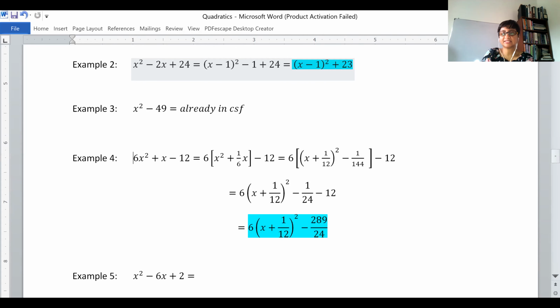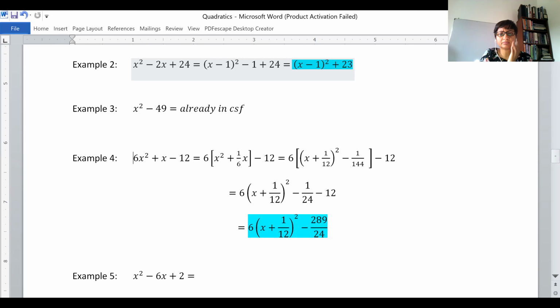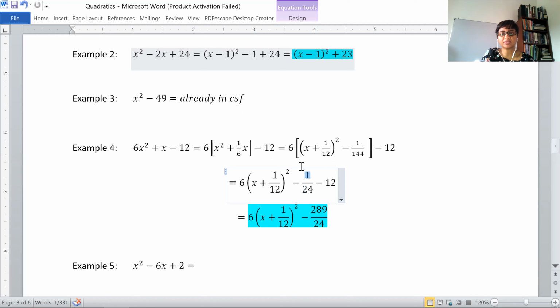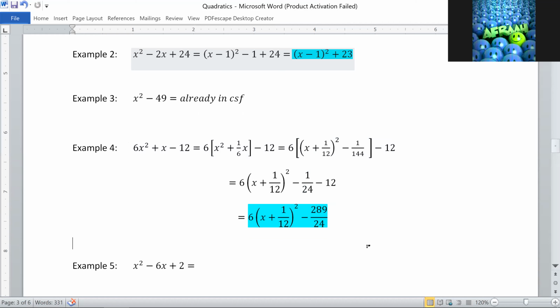Miss? Yes. Miss, why have you written minus 1 over 144 in the first bracket and then you make it 1 over 24? This one. Because I removed that square bracket. I brought the 6 into the square bracket. Oh, okay.